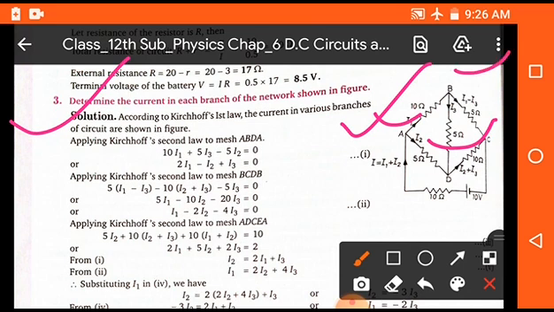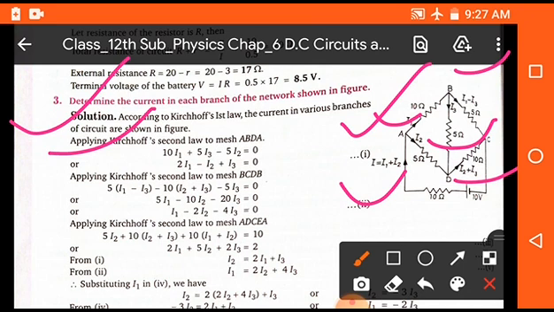I1 minus I3, I2 plus I3, and the total current I, which is equal to the sum of I1 plus I2, are flowing in the different resistances shown in the figure. So we will apply Kirchhoff's law here. Kirchhoff's second law means the rule of loops, the loop law. So applying Kirchhoff's second law in the loop ABCD.